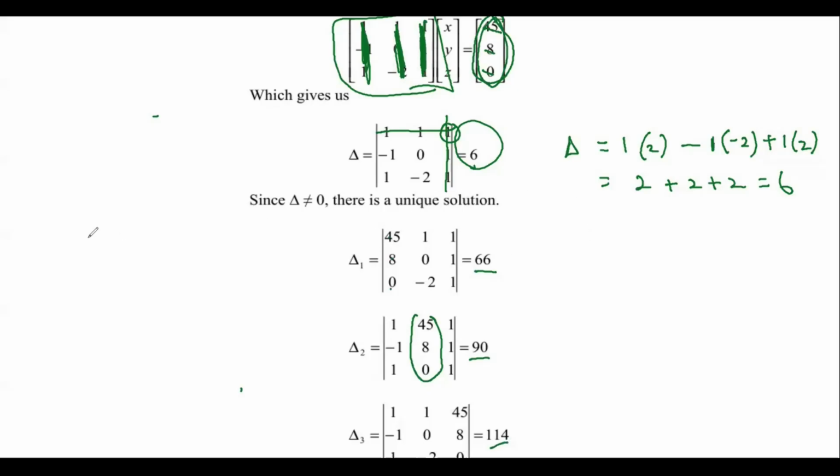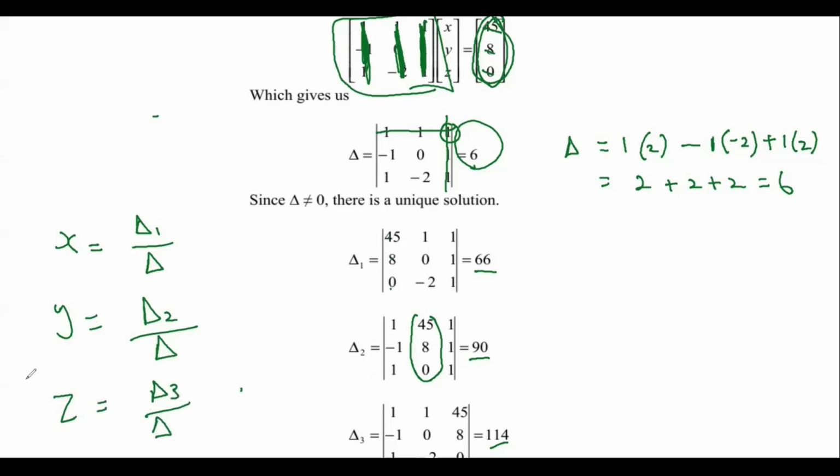And what Cramer's rule is saying is that x will be equal to delta 1 over delta, y will be equal to delta 2 over delta, and z will be equal to delta 3 over delta. And that's what you'll see on the other page.